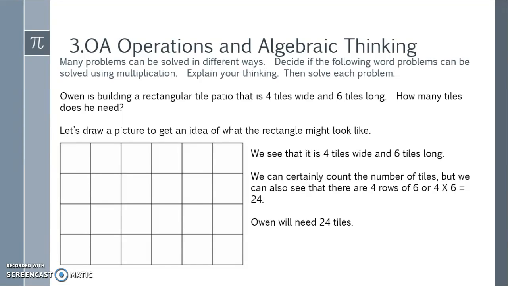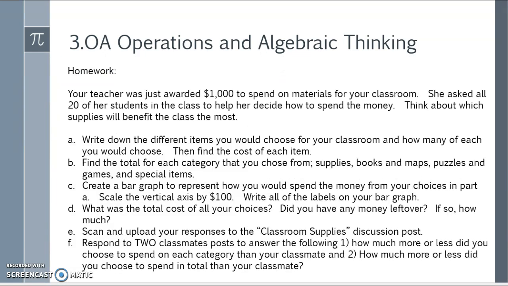So we can see that our rectangle is 4 tiles wide and 6 tiles long. So we can certainly count the number of tiles, but we also see that there are 4 rows of 6, or 4 times 6, which is 24. We also could see that there are 6 columns of 4, which also provides 24 tiles. So Owen will need 24 tiles.